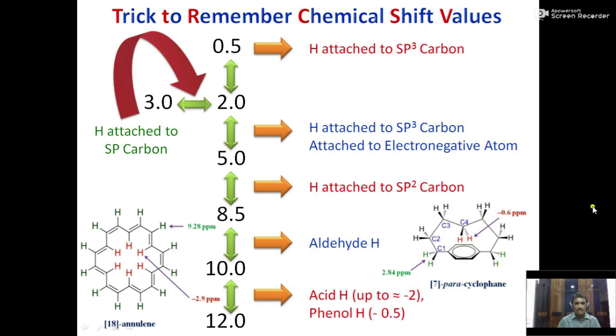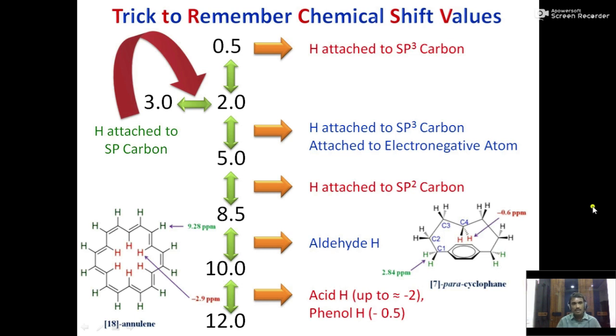The basic concepts are shielding, deshielding, and anisotropy. Many concepts are responsible for this negative delta value, but you have to keep in mind that generally the acidic protons and phenols give the signal at the very downfield side.